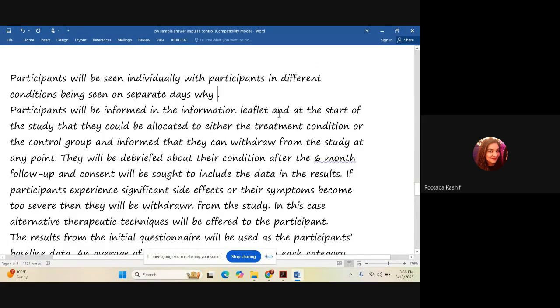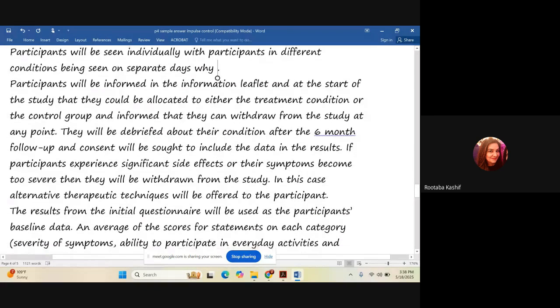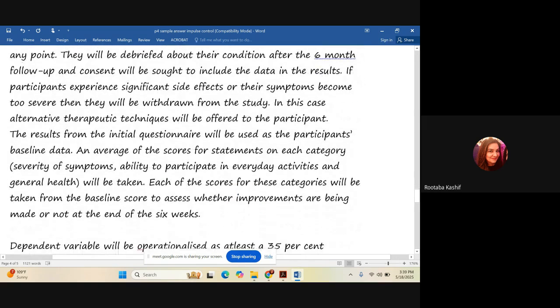Participants will be informed in the information leaflet that they would be allocated either to the treatment condition or the control group, and they can withdraw at any time from the study. And they'll be debriefed about their condition after the 6-month follow-up, and consent will be sought to include their data in the results. If the participants experience significant side effects or their symptoms become too severe, then they will be withdrawn from the study. In this case, alternative therapeutic techniques will be offered to the participants free of charge, right?